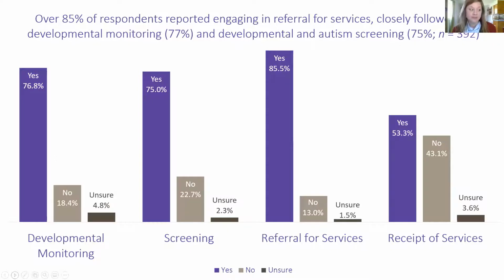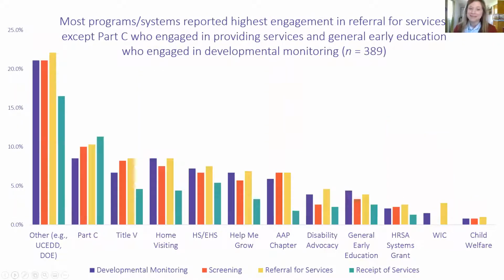So in this next figure, on the next slide there, partner programs and systems are grouped by each of the 4 steps of early identification that are identified by those colored bars there on the x-axis, and total percent of reported engagement on the y-axis. You'll see that most programs and systems reported the highest level of engagement in step 3, referral for services, which is the yellow bar there in that figure. And notably, Part C reported the highest level of engagement for providing services, which is that green bar, and general early identification reported the highest engagement in developmental monitoring, and that's the purple bar that you see there.